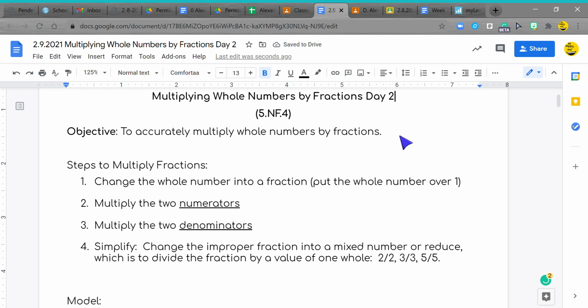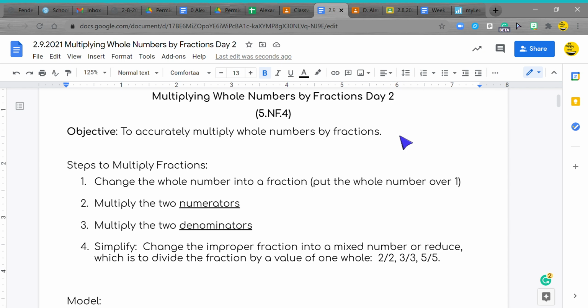You're going to actually multiply whole numbers by fractions. And in order to do this, we need to change the whole number into a fraction. That means all we need to do is put that whole number over 1 to make the fraction. I'll multiply the two numerators and the two denominators. And then I need to change if I have an improper fraction.